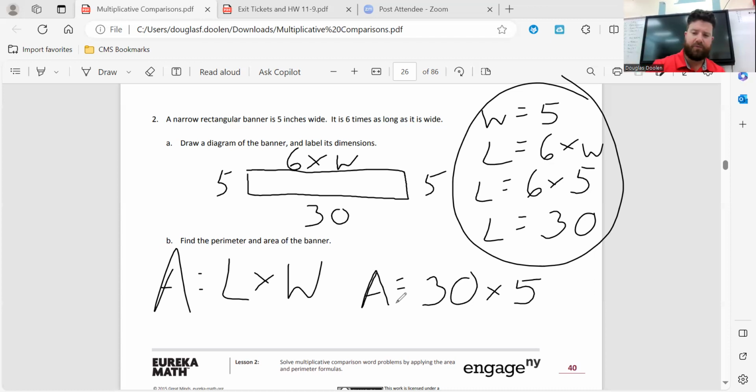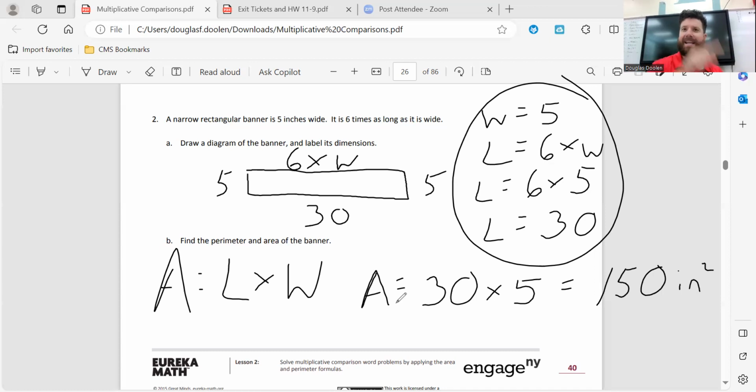30 times 5. If 3 times 5 is 15, good, then 30 times 5 has to be 150. Excellent. So it's 150 inches squared. And what that means is if you had a square inch inside of a banner like this, think about those tiles, right? Those tiles are about a square inch. You could fit 150 of those all together inside of this banner.